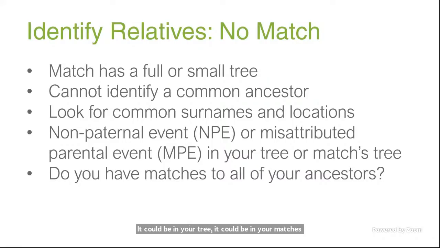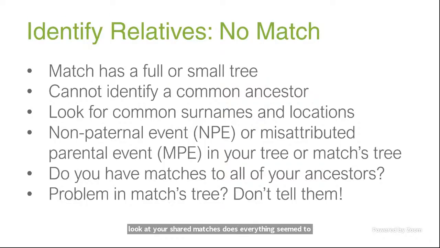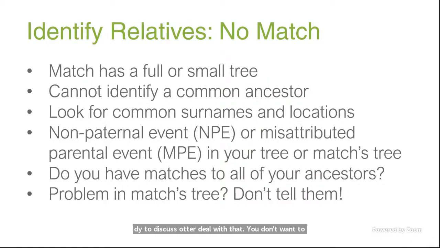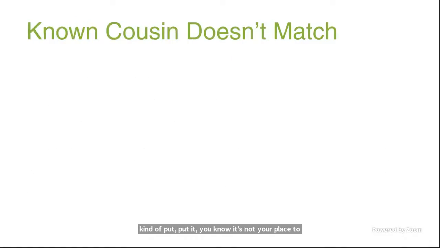If you want to figure out, is that in my tree, make sure, are you matching all the other ancestors? Look at your shared matches. Does everything seem to be right? But if you conclude that there is some NPE or MPE probably in your matches' tree, one of the big things is don't reach out and say, I think there's a problem with your tree and you're probably adopted. Wait for them to contact you. If they've got questions, they'll contact you. Otherwise, just move on and skip that match. Because it's possible that you don't know that. And if they're not ready to discuss or deal with that, it's not your place to tell them that there's something going on.